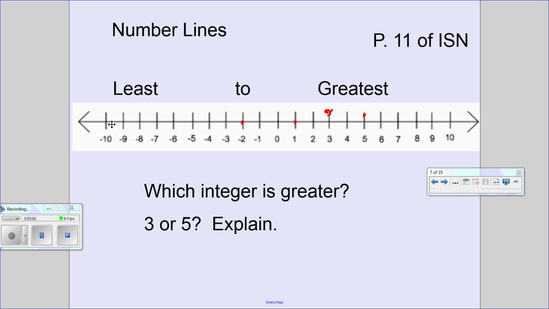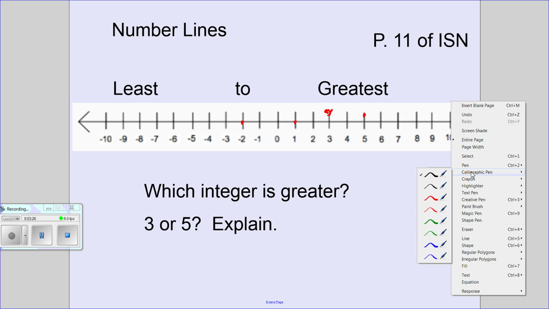The least numbers are to the left, and the greater numbers are to the right. For example, 5 is to the right of 3. 5 is greater than 3. 5 is to the right of 1. That's why 5 is larger than 1. 5 is to the right of negative 2. That's why 5 is greater than negative 2.